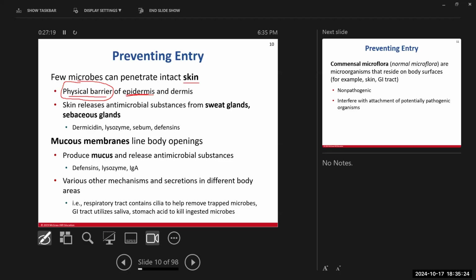Sebum is antimicrobial. That's why, when a patient gets off after I'm examining them and they're laying on the tissue paper, there'll be a lot of oil on the tissue paper. People always remark about that, and they're like, oh my gosh, that's awful. I said, no, that's good, because that comes from the sebum, which is antimicrobial, and it's helping to prevent microorganisms from populating your skin surface.